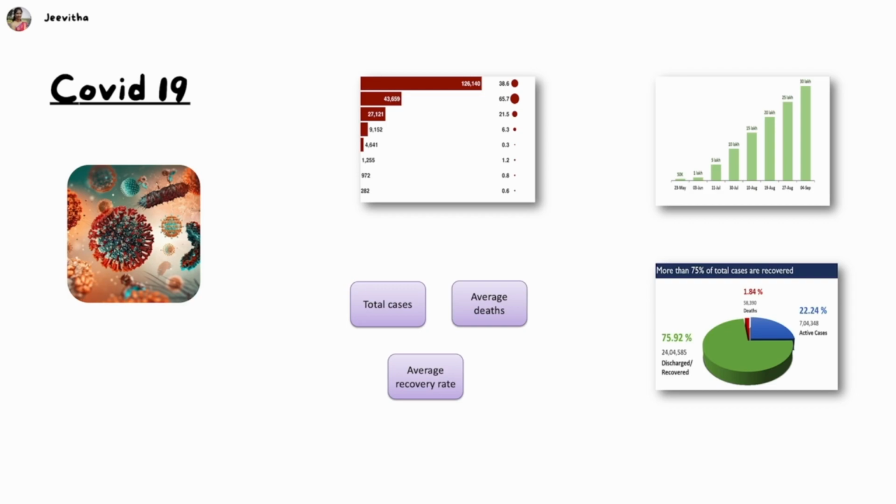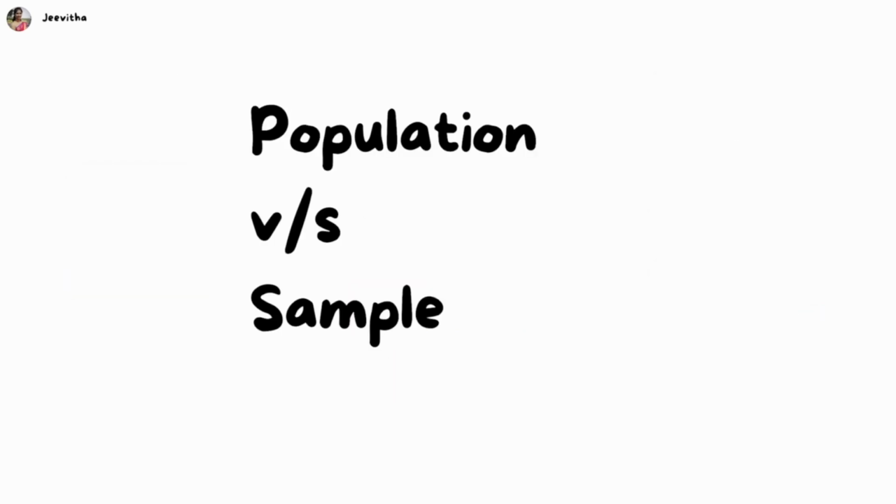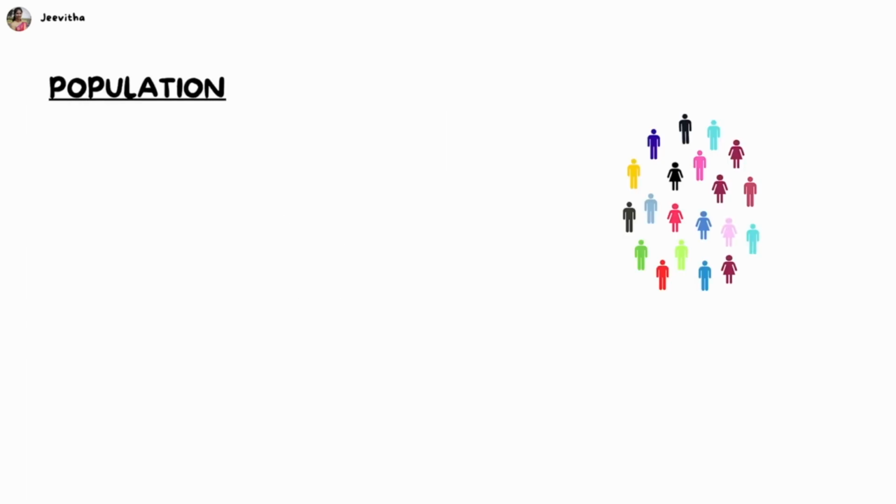Hope it's clear. The next type of statistics is inferential. Before understanding inferential statistics, let's understand what population and sample are. What is population? Population is nothing but every possible individual that we are interested in measuring. If we are doing any experiment or analysis, and we include every member in that experiment, we call that entire thing a population.